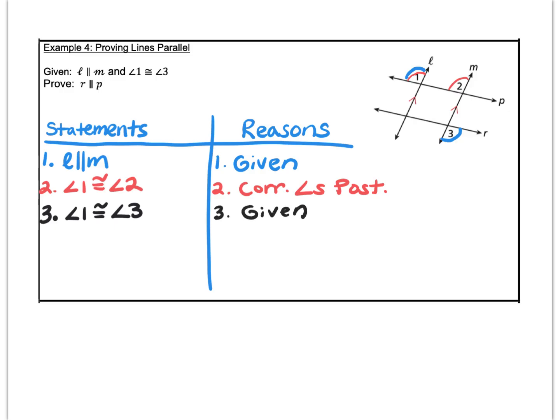And if we combine step 2 and step 3 here, so we put these two lines together, two angles that are congruent to the same angle are congruent to each other. See, there's this match right here, right? Angle 1 is congruent to 2, and angle 1 is congruent to 3. So if we put those together with our transitive property, for line 4, we can say angle 2 is congruent to angle 3 by the transitive property of congruence.